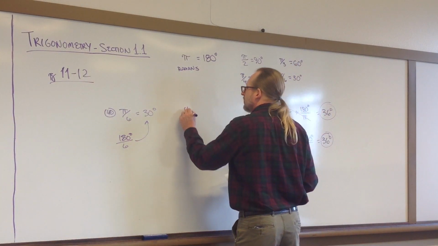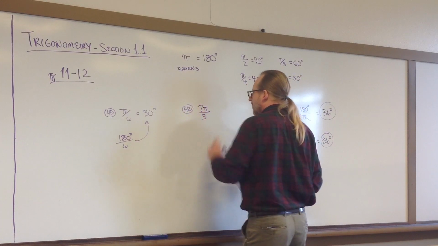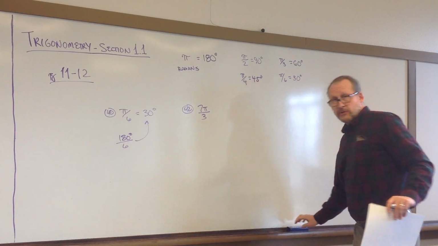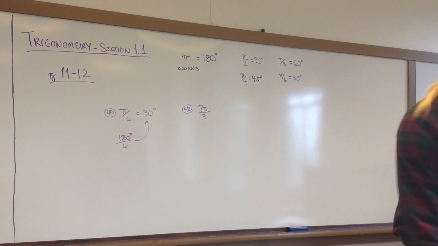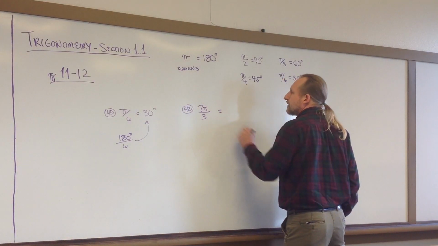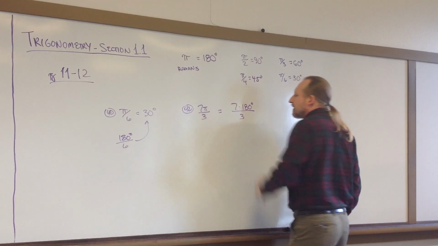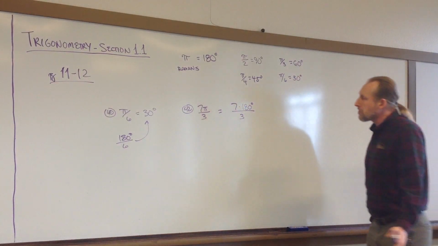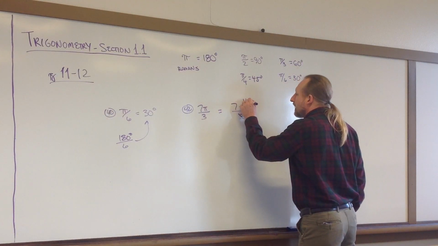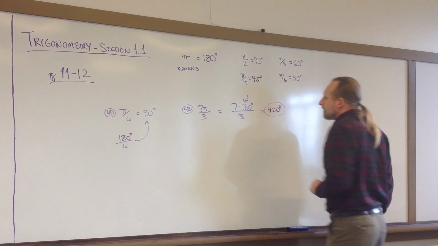Problem 42, this one's a little bit more interesting. 7 pi over 3. Let's talk about a couple different ways to approach this. So, again, what I've been talking about here is that you can go 7 times 180 degrees divided by 3. Okay, and then you can use the calculator on this if you want, but 3 goes into 180 60 times, and this is 420 degrees.